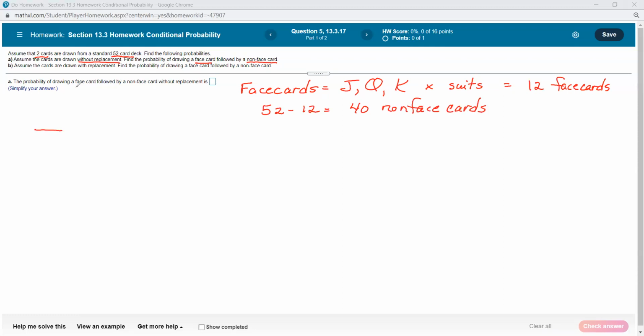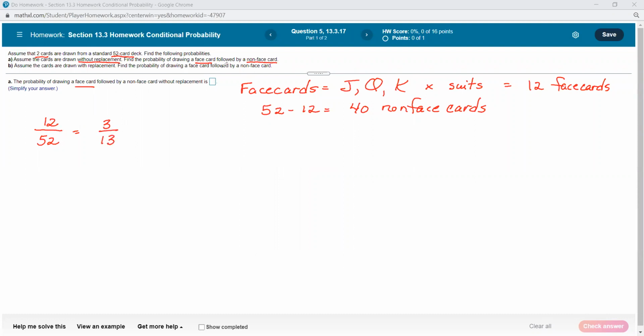The probability of drawing a face card when there are 52 cards, the whole deck, and 12 face cards would be 12 out of 52, which would reduce to, let's see, 3 out of 13.